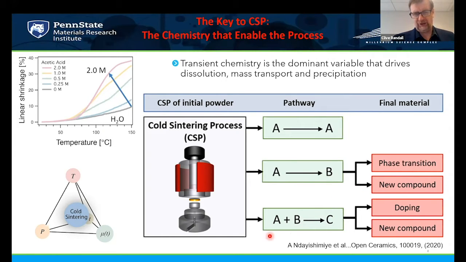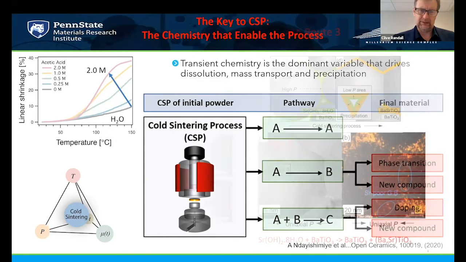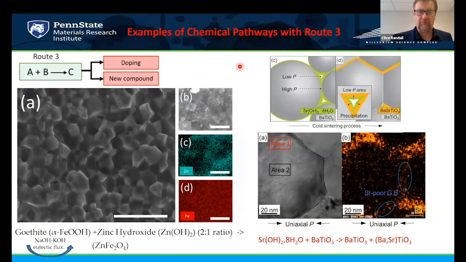Or you can have a situation where you have a mixture of two precursor materials, and you can form a third material, which is then of stoichiometric ratio to A and B. So let's just look at that as an example of where that third route can be used, particularly for electroceramics. So here you've got goethite and zinc hydroxide in a 1:2 stoichiometric ratio, and it can then form the spinel zinc ferrite. And here you can see the microstructure for that zinc ferrite.